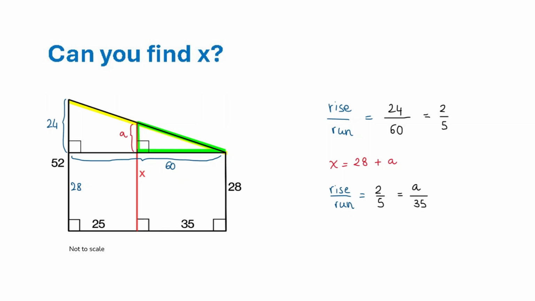Now we are looking for a fraction equivalent to 2 over 5, but with a denominator of 35. To go from 5 to 35, we multiply by 7. So we must also multiply the numerator by 7. 2 multiplied by 7 is 14. So A is equal to 14. Now we can find x. x is equal to 28 plus 14. So x is equal to 42.